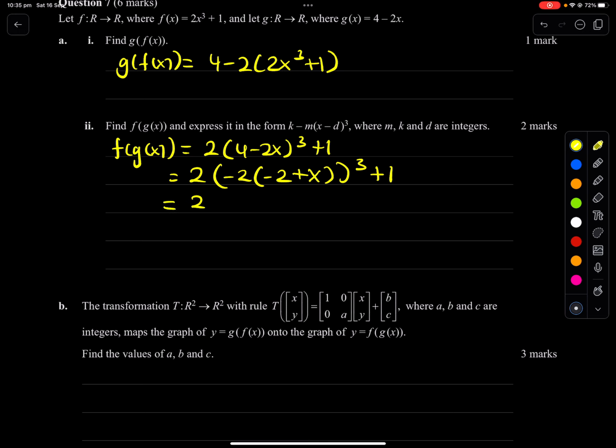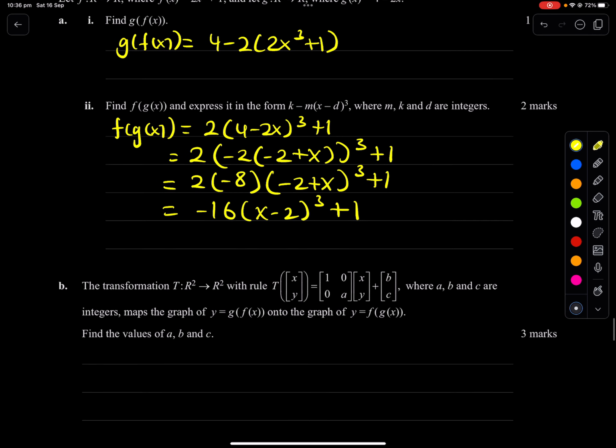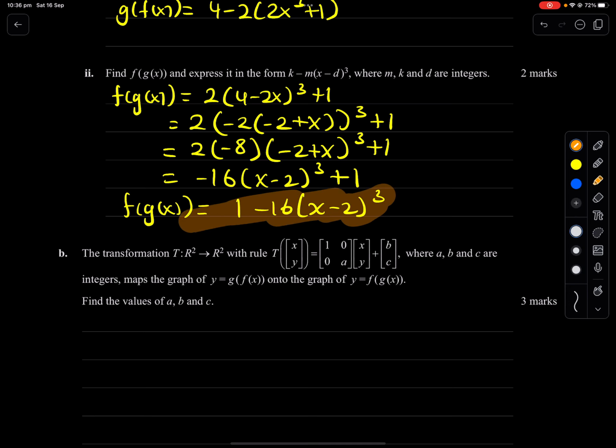So it'll be 2, -8, -2 plus x, 3 plus 1, -16, x minus 2 to power 3 plus 1. So getting that form, it'll be fg of x, 1 minus 16 x minus 2 to power 3. Done.